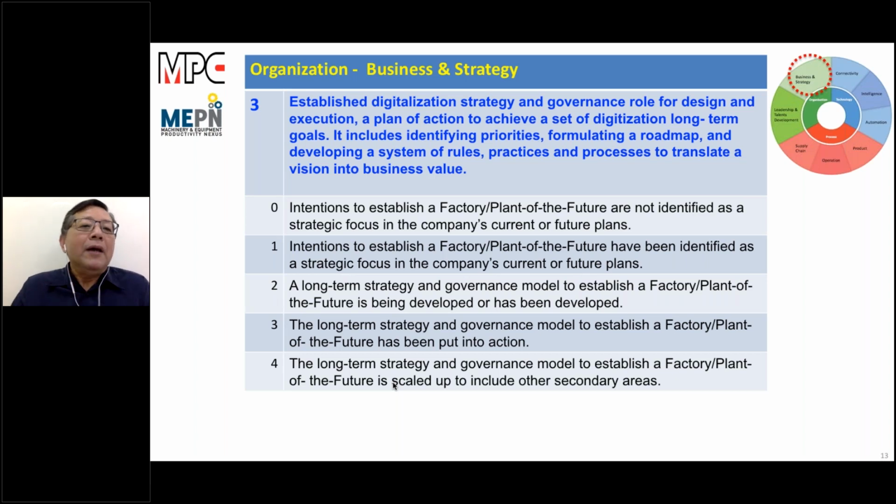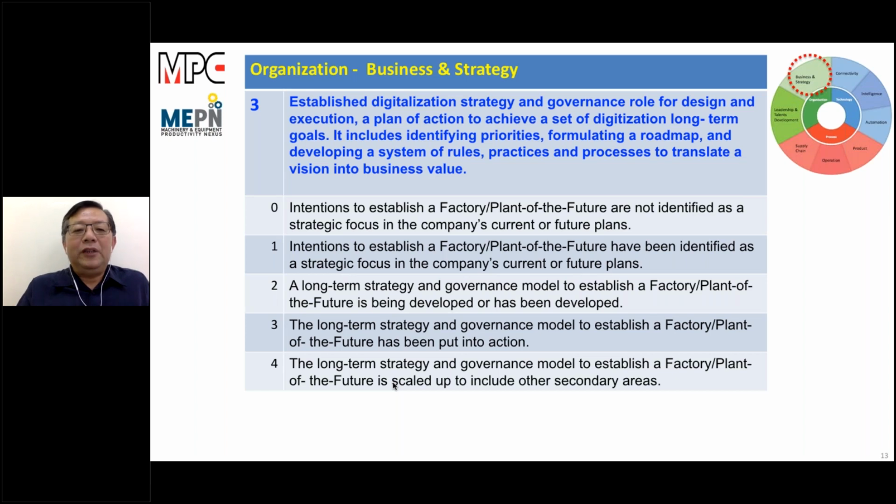Okay, so we look at that. Zero put there is the intention to establish a strategy or plan of the future is not identified, as a strategy focused on the company's current or future plans. Okay, so they have an intention, but they don't have anything come out. Nothing has been identified. Okay. Number two, the intention to establish a strategy or the plan of the future has been identified. They already identified. Then they have a strategy plan in the company and current. So they identify what is the future. Okay. They know they wish to have a plan.